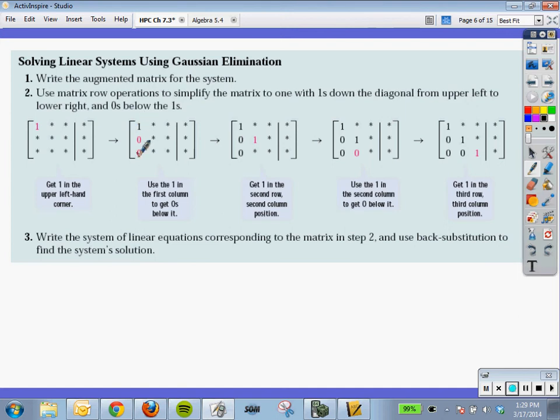After we get the 1 and then the zeros below the 1, we go for the 1 in the, this would be row 2, column 2, okay? So we go in that order. We get the 1 and then the zeros below, and then we get the 1 in the row 2, column 2. After we get that 1, we go for the 0 below that 1. After we get 0 below that 1, then we go for the last 1 there, okay? If we go in that specified order, things work out pretty nicely, okay?